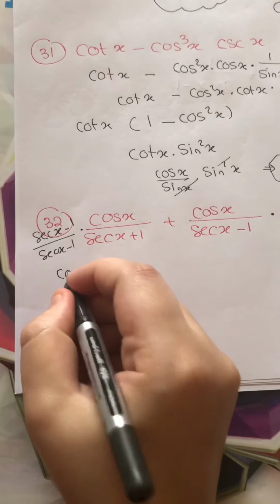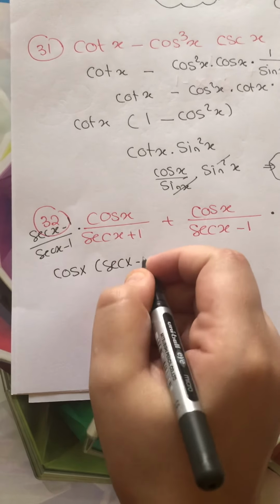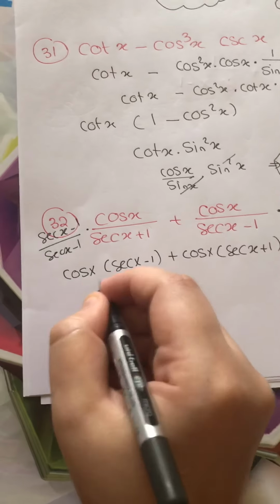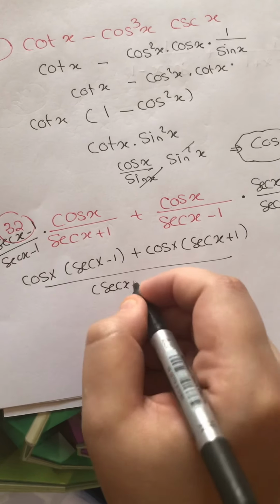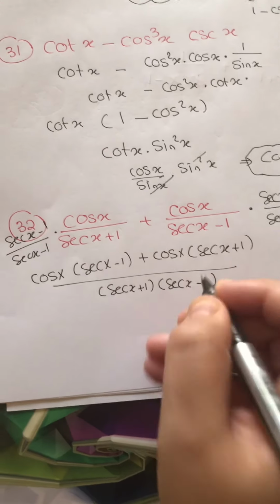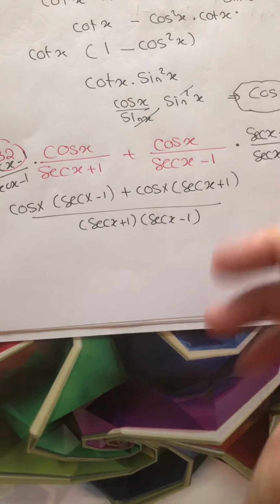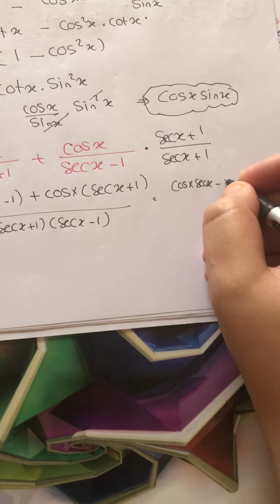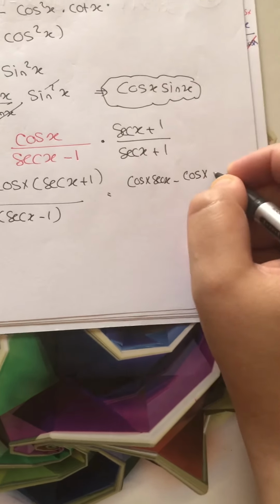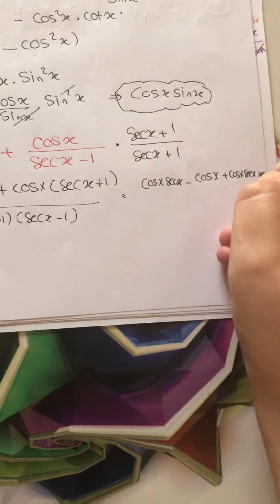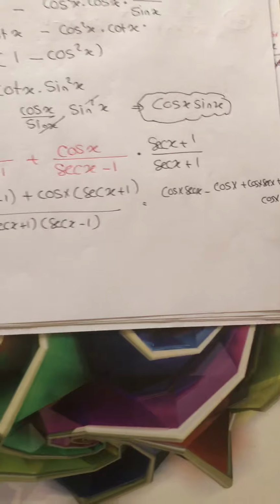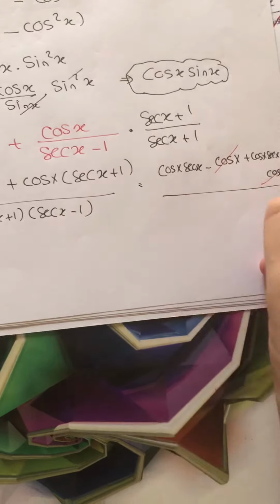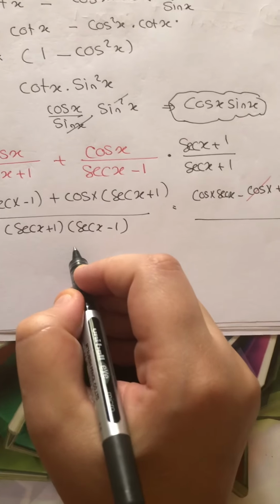Okay, what will I get over here? Cosine x times sec x minus 1 plus cosine x times sec x plus 1, and in one step the denominator became sec x plus 1 times sec x minus 1, which is difference of squares, right? Okay, if I distribute the numerator, I'll get cosine x sec x minus cosine x minus cosine x plus cosine x sec x plus cosine x. I will see that a plus cosine x will cancel the minus cosine x over here, first with first, last with last, because it's difference of squares.